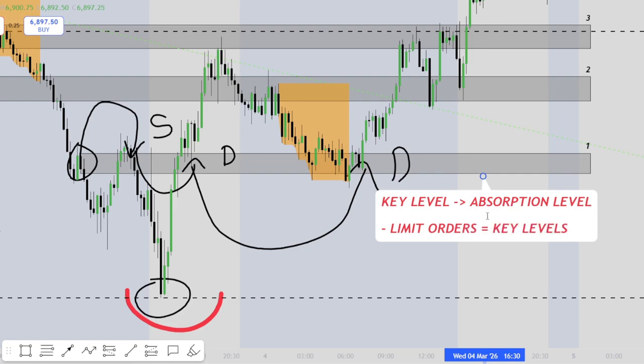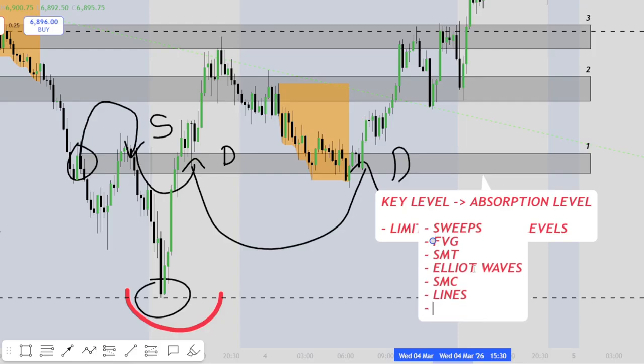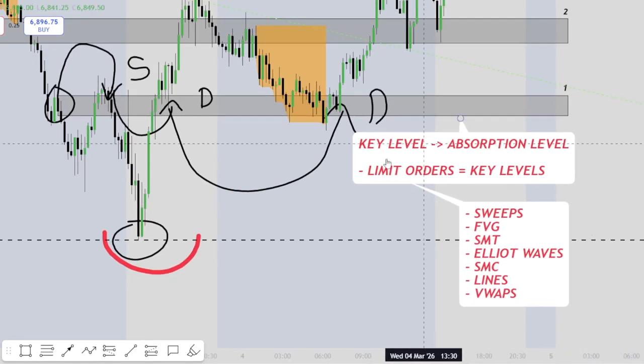Levels themselves are not created from any of the following: sweeps, fair value gaps, SMT, Elliott waves, right, let me just spell that right. Elliott waves, right? SMC, random lines. I'm talking about support and resistance, right? VWAPs, right? None of these things create key levels, right? The only thing that creates key levels are limit orders.